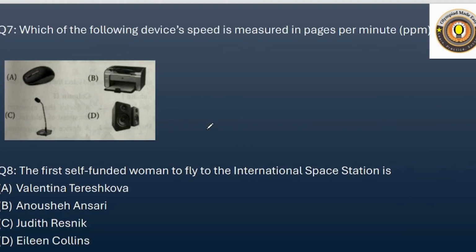Which of the following devices' speed is measured in pages per minute? Pages per minute. Very obvious. The option would be B, because it is about how many pages the printer is printing per minute. Option A is the mouse. A mouse is an input device. Option C is a mic. A mic is also an input device. Option D is a speaker, which is an output device. Fine, so moving on to the next question.